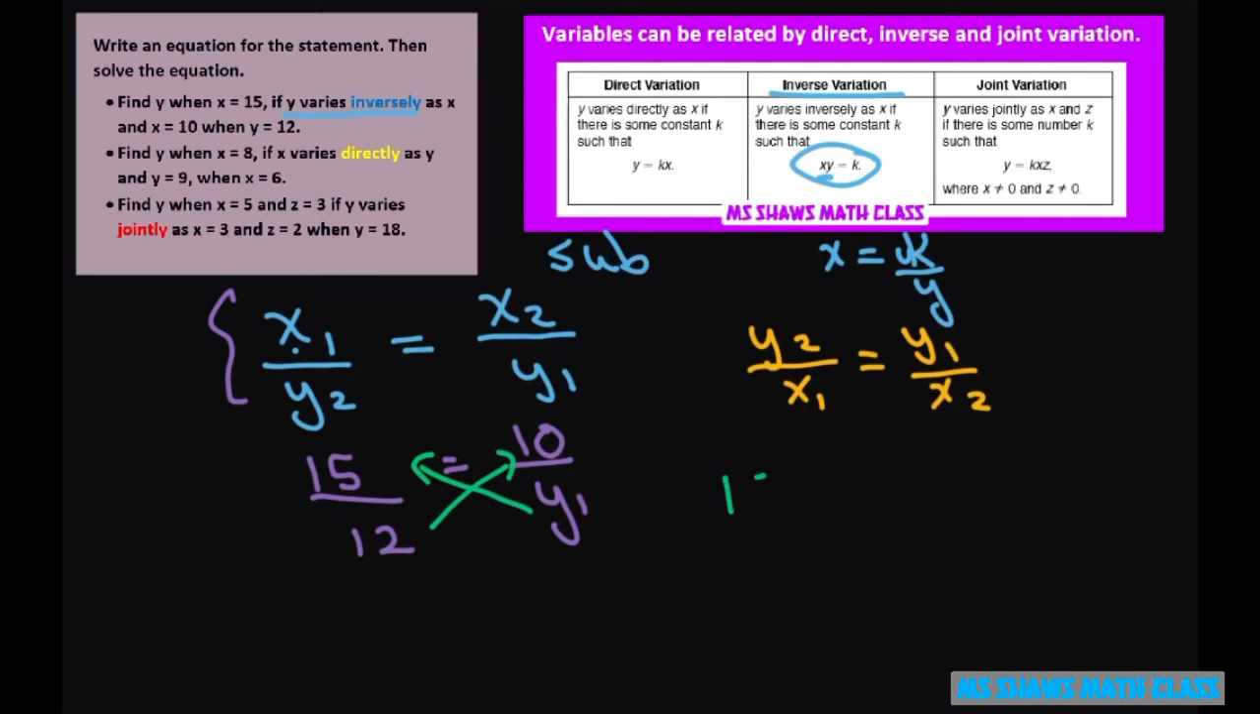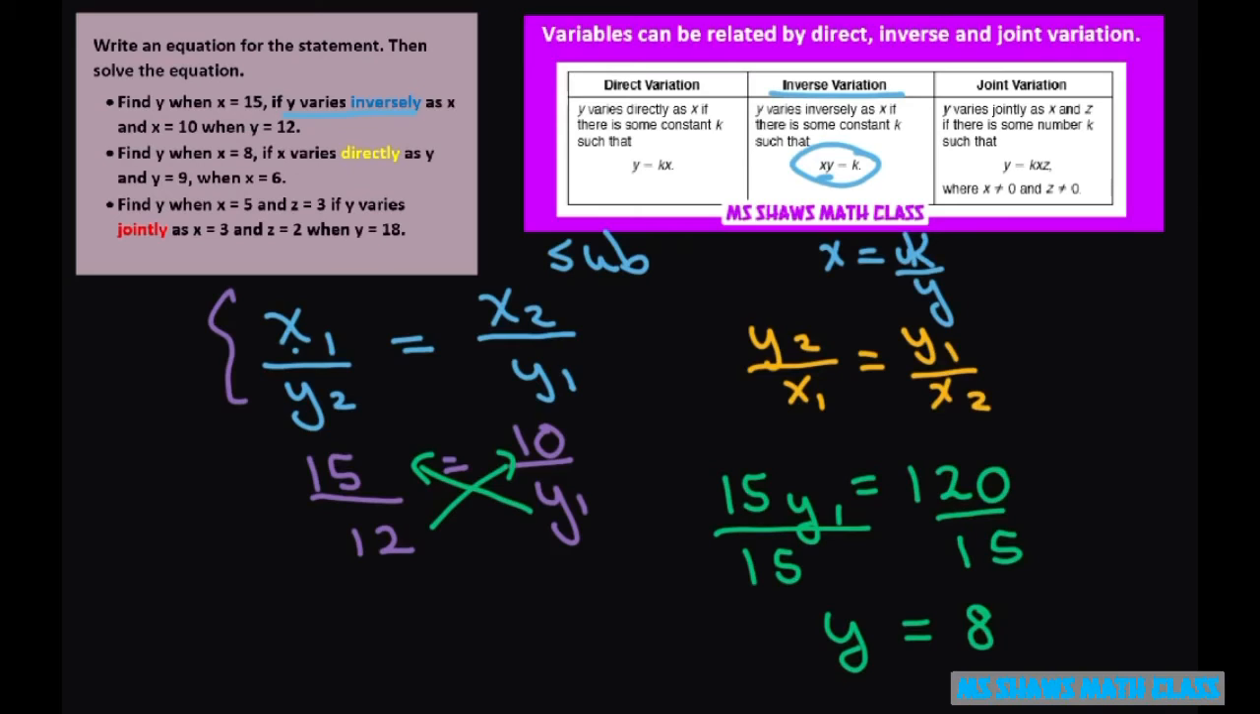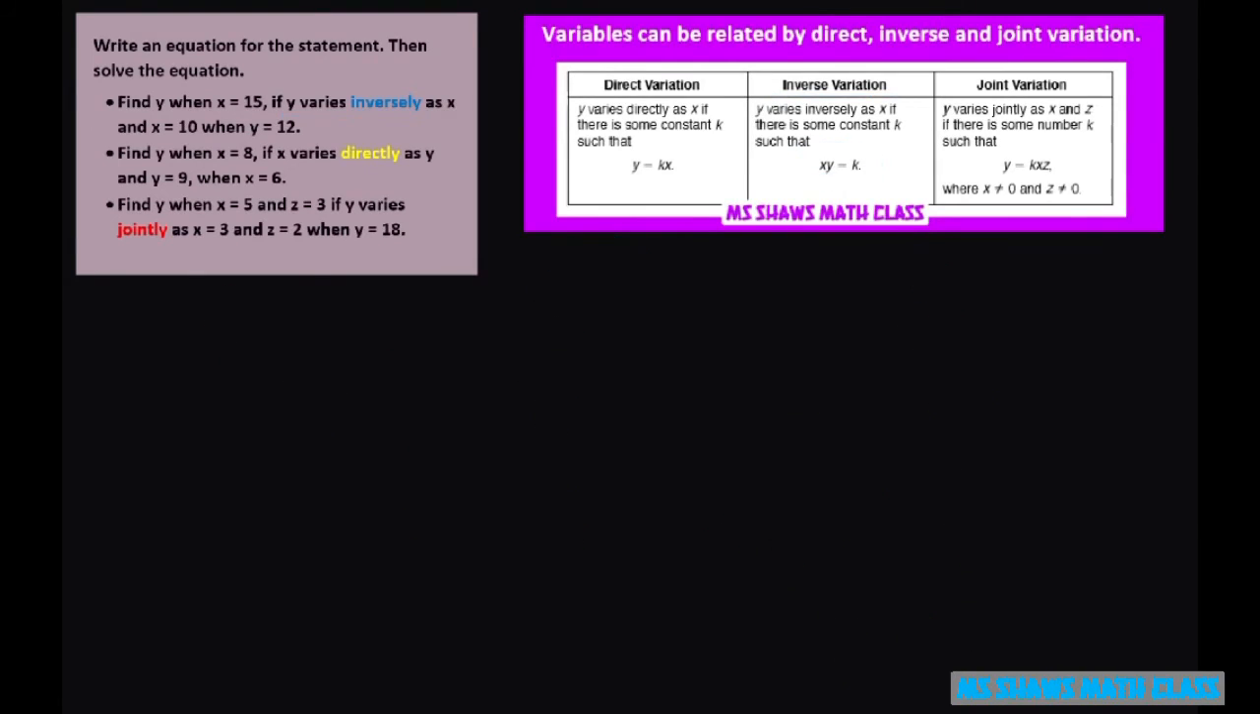So I'm going to have 15y. You can leave off the subscripts at this point. And then you have 12 times 10 is 120. Divide both sides by 15, and you're going to get y equals 8. So that's your answer. That means we found our y when y varies inversely.